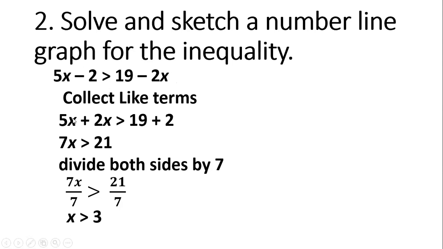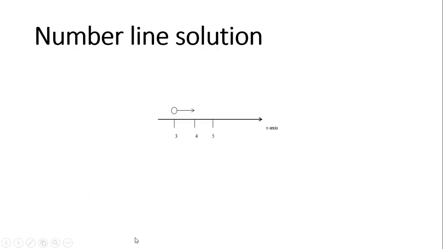So you have it as 5x plus 2x greater than 19 plus 2. So 5x plus 2x, adding the coefficients, will give us 7x greater than 19 plus 2, which is 21. So dividing both sides by 7, you have 7x divided by 7 greater than 21 divided by 7. So x is greater than 3. And you have the inequality solution for number 9.